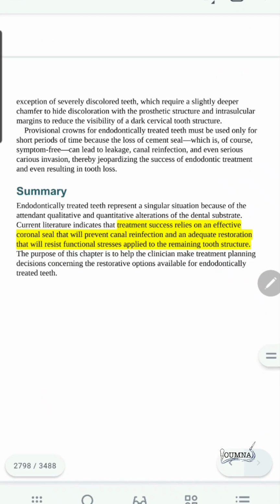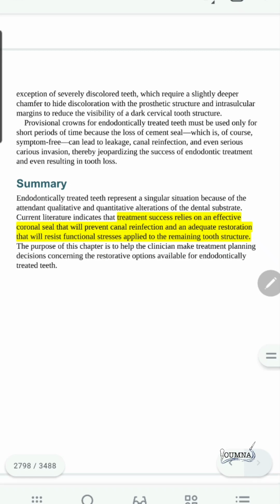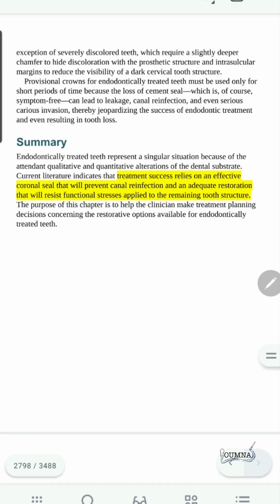At the end, the treatment success relies on the effective coronal seal that will prevent canal reinfection and an adequate restoration that will resist the functional stresses applied to the remaining tooth structure. So we must take the decision based on the remaining tooth structure, and our goal is to get the coronal seal in order to preserve the root canals from the reinfection that may happen.